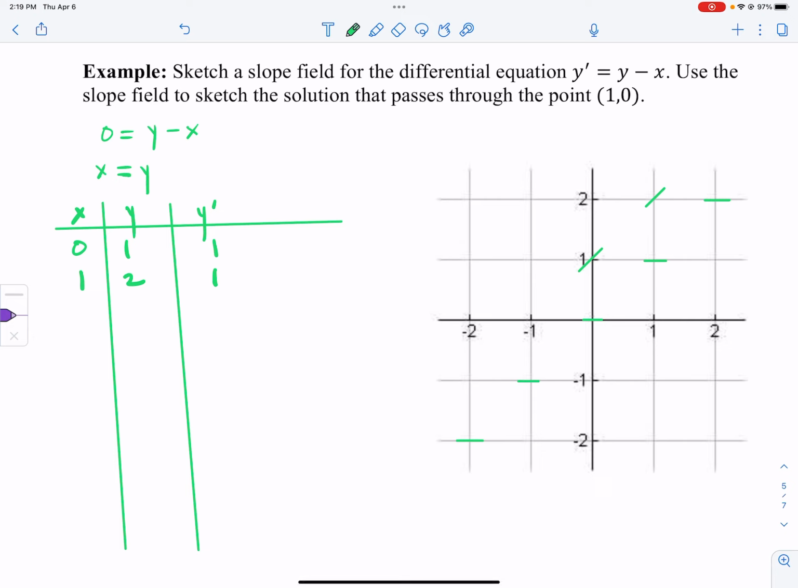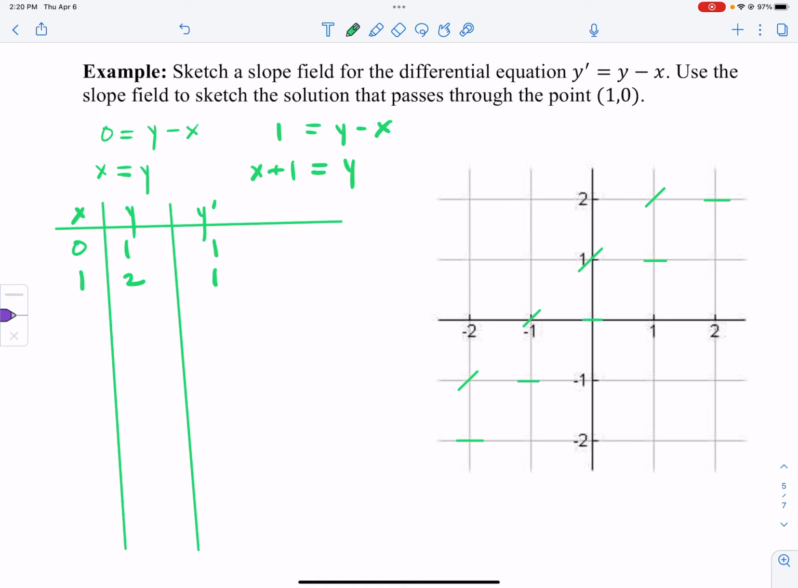And negative 1, 0, right? Because 0 minus negative 1 would be 1. So along this line, which if we had set y prime equal to 1, we would have y minus x. So along the line y equals x plus 1, we have a slope of 1.